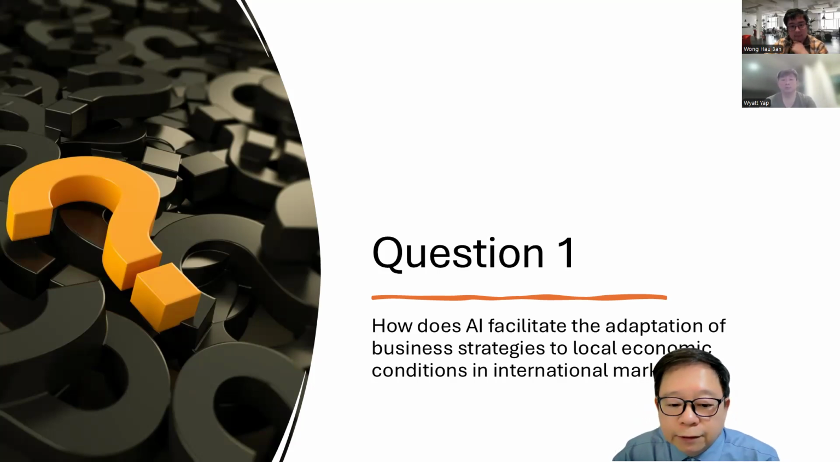So let's look at this. Earlier we talked about the adaptation of business strategy to local conditions, but how can AI help us? How can AI help us? Okay, Bruno, you want to try?